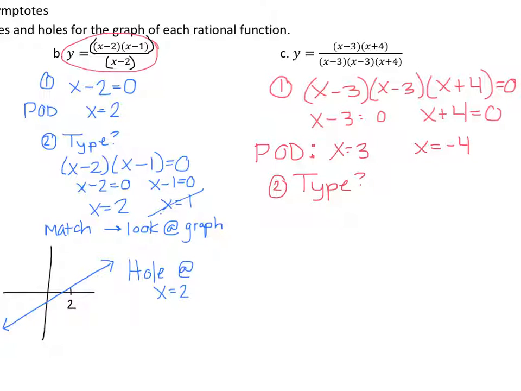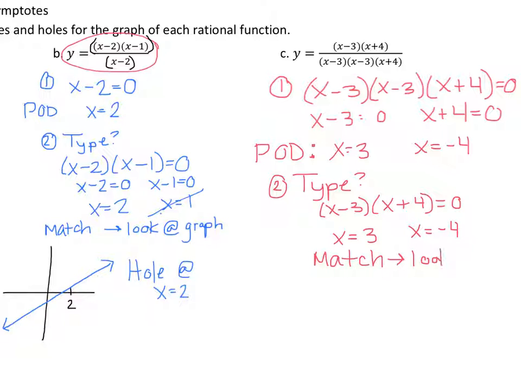So set your numerator equal to 0. These look like they're going to match up. See, that one will give us x equals positive 3. The next one is negative 4. So since they're a match, look at the graph.